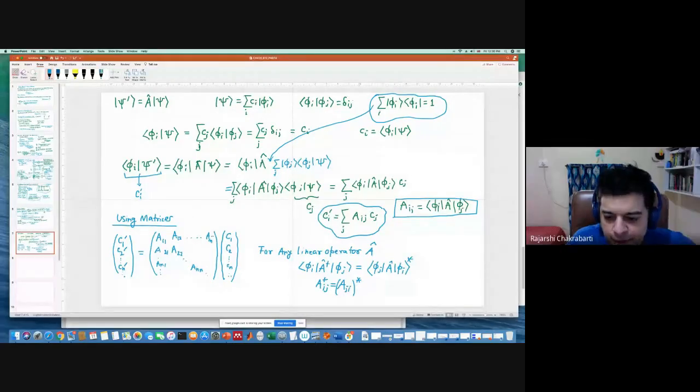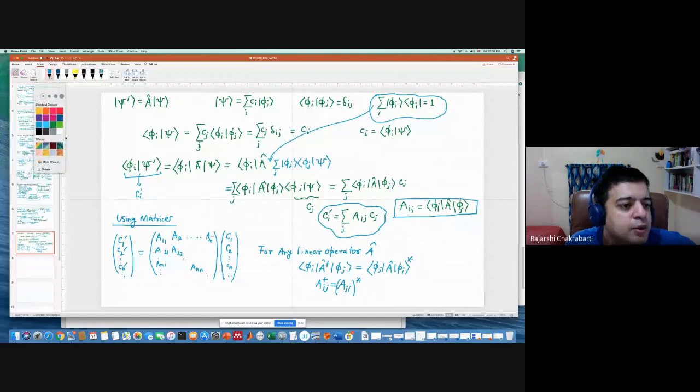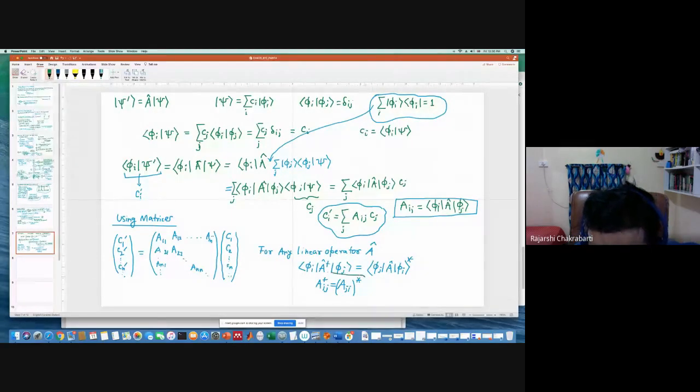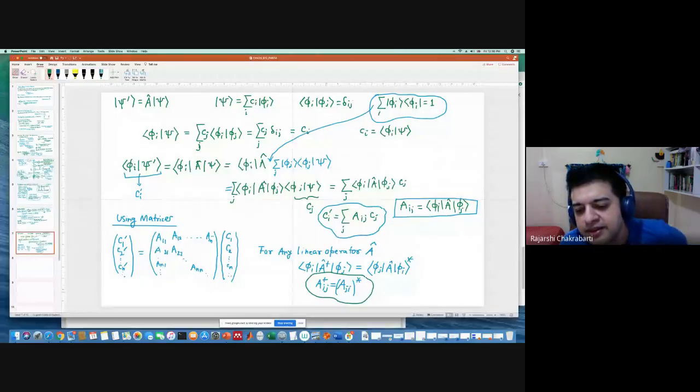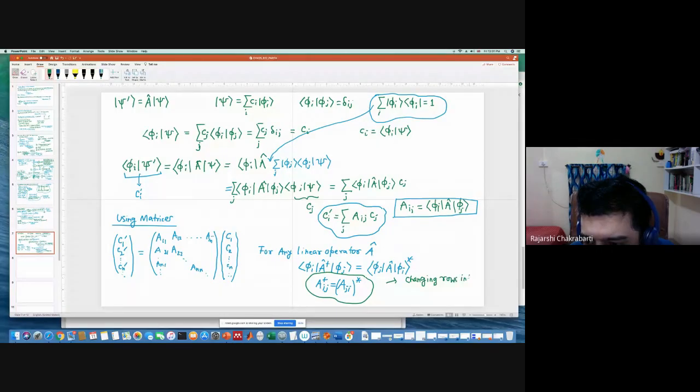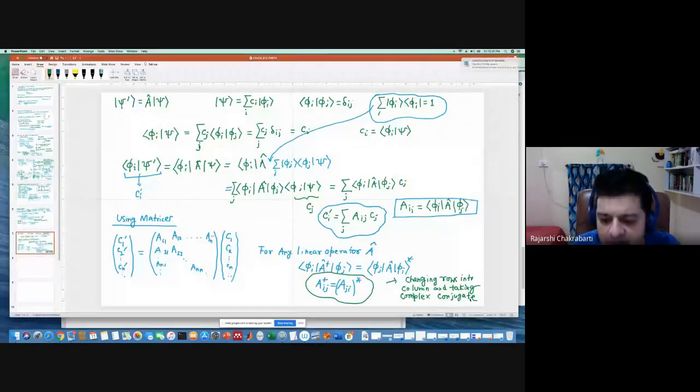Yes, sir. So this is essentially the same thing that I have done here. Look very carefully. What I have done here is I am saying that taking adjoint is equivalent to changing rows into columns and taking the complex conjugate, isn't it? Your Ij becomes Ji, which means you're changing rows into columns and then putting the complex conjugate.